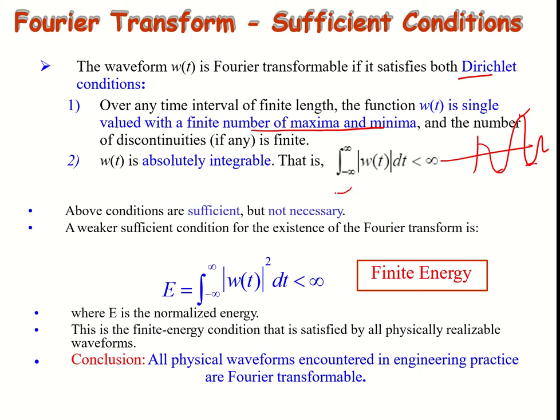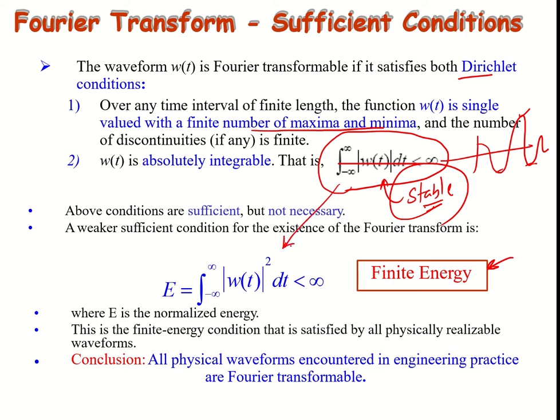The second thing is that the original signal should be absolutely integrable. In other words, if you remember, if our signal is absolutely integrable, it means our signal is stable basically. So if your signal is stable, then and only then will your Fourier transform exist. Also, we can ensure that by calculating the energy of a signal. If the signal has finite energy, this is another form of absolutely integrable, so our signal will have a Fourier transform.